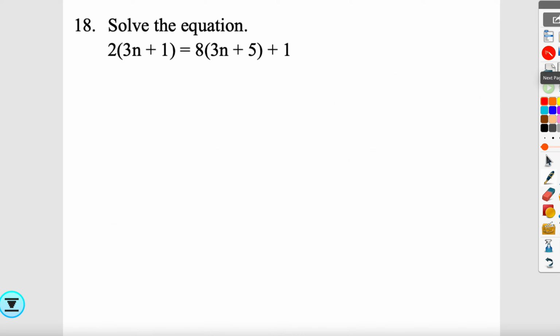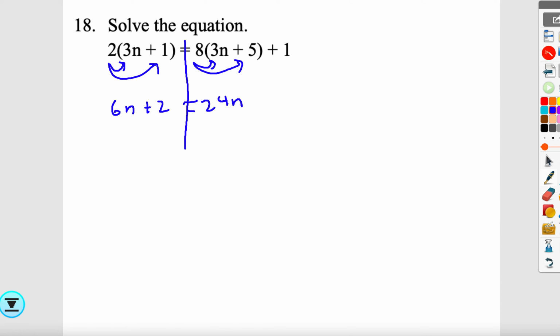All right, number 18. Solve the equation. This one's going to be a little intense because we have to distribute twice here. So we're going to get 2 times 3n, 2 times 1, so we get 6n plus 2. Now we're going to distribute this 8 over here, and we get 24n plus 40. Bring down the 1. Combine these two terms, so we get 24n plus 41 equals, bring down this 6n plus 2.